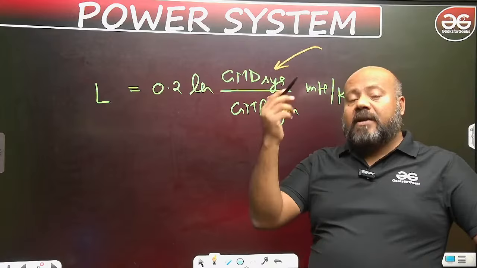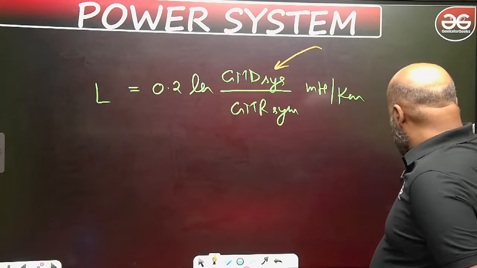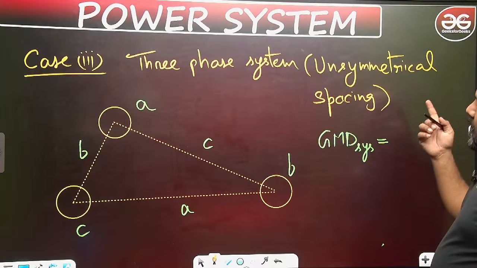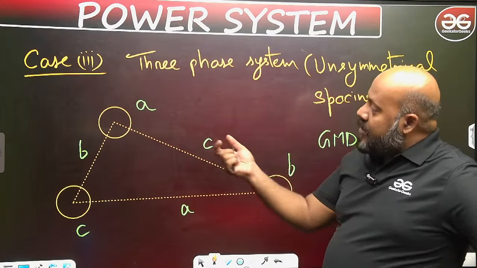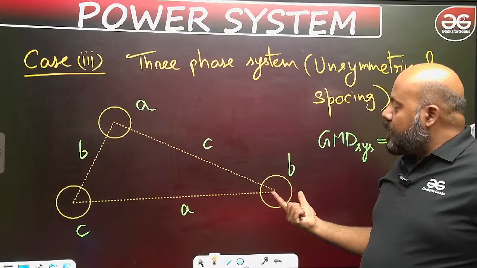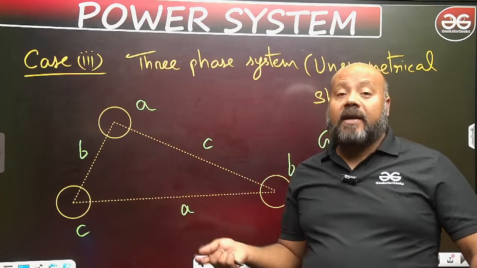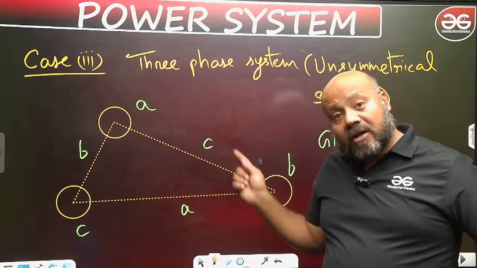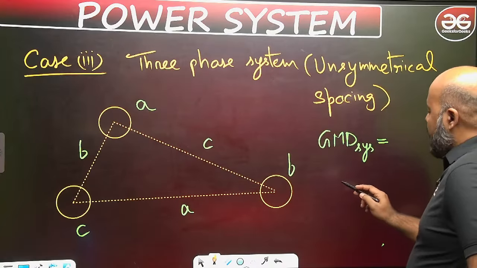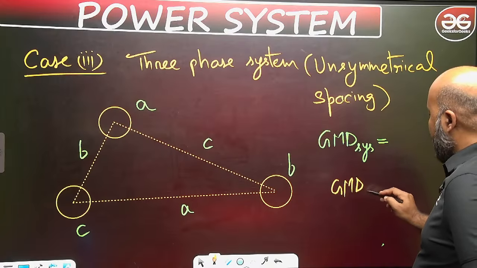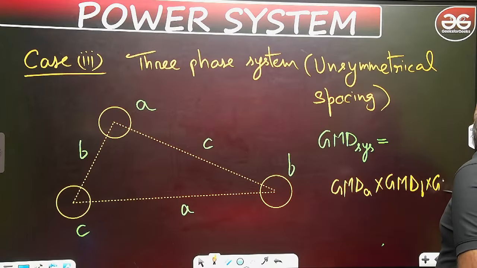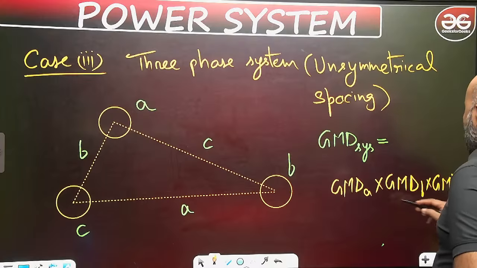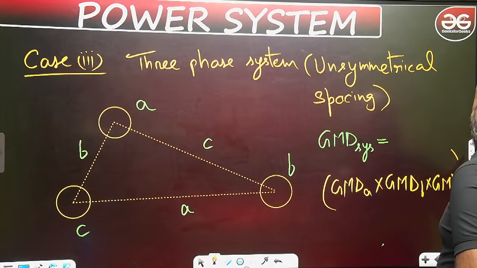Sir, how am I calculating the GMD system? Please see this. For this unsymmetrical spacing three-phase system, if I am calculating the GMD system, I am finding GMD for A, GMD for B, and GMD for C, and then I am finding the geometric mean of these three GMDs. So I am writing GMD A, GMD B, and GMD C. It may look like a long or lengthy method, but I will tell you the shortcut.